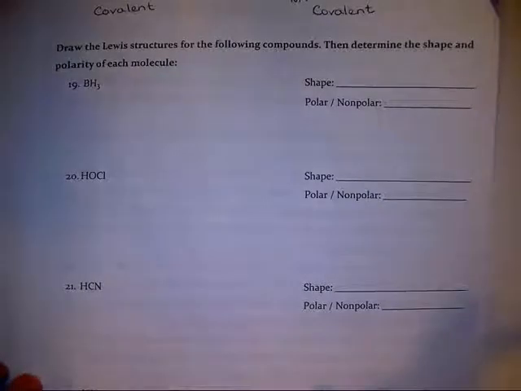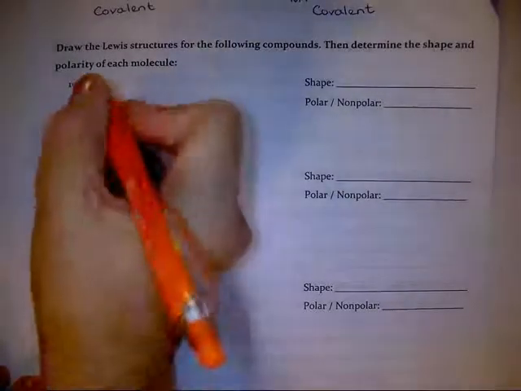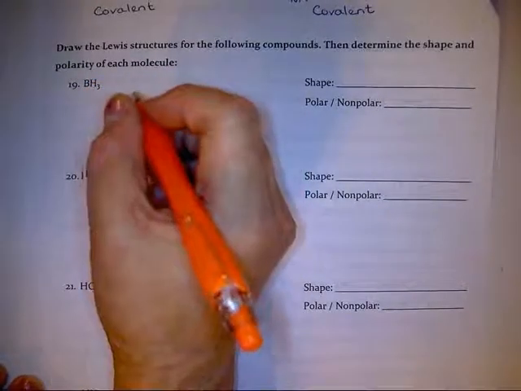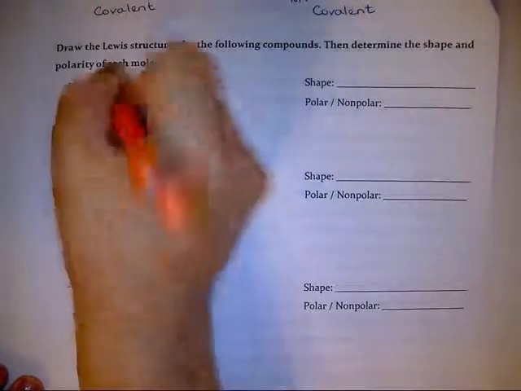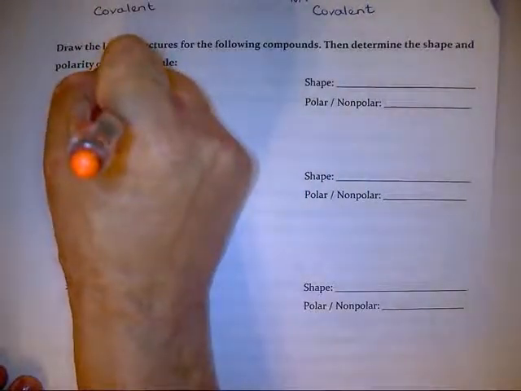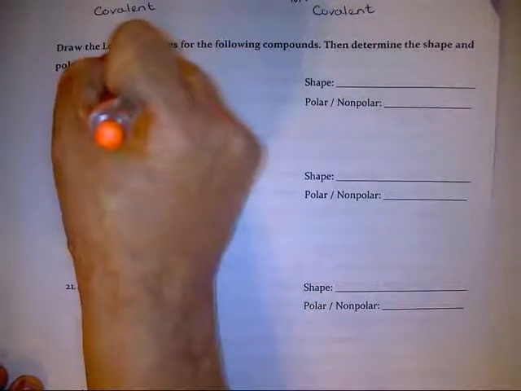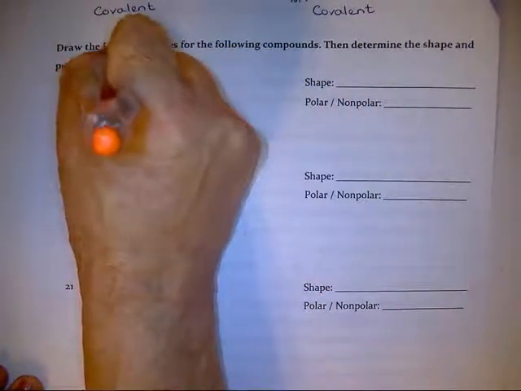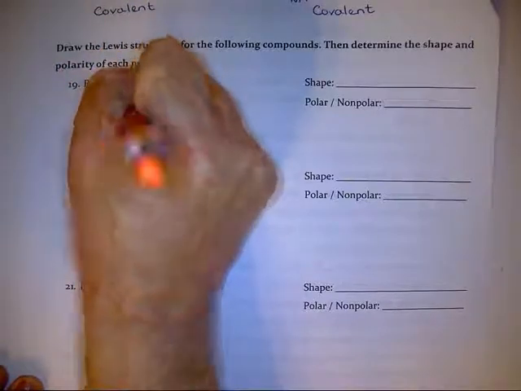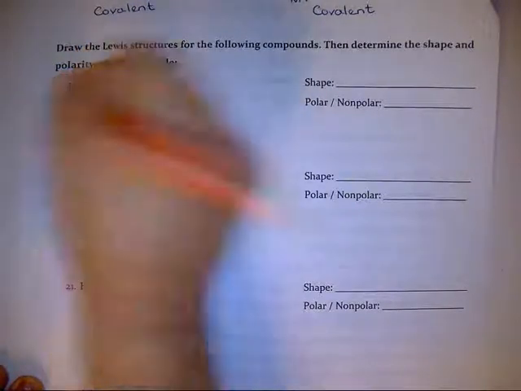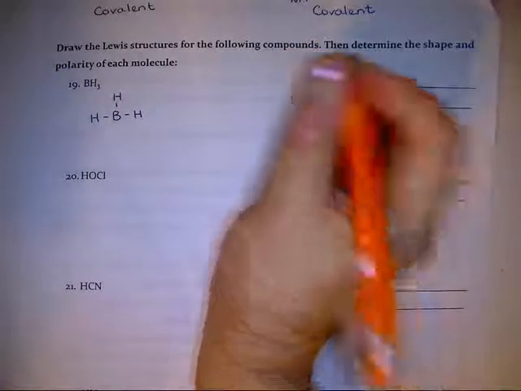Alright, now let's talk about the Lewis structures and how to draw these, and then we're going to determine the shape and the polarity for the molecule. Okay, number 19, BH3. The first thing that you have to be able to tell is what goes in the center. In this case, the central atom will be the boron, B. And so therefore, the H's are going to be connected to the B like so.